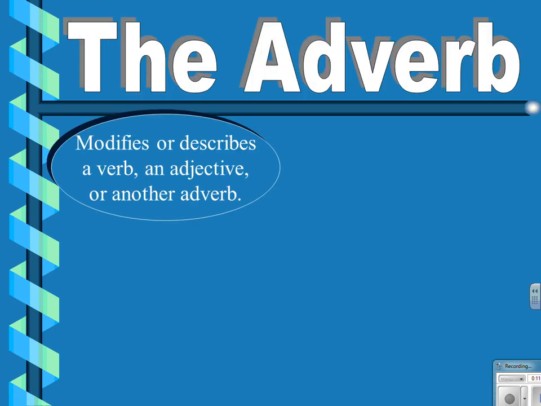The adverb modifies or describes a verb, an adjective, or another adverb. If you remember back to the adjective, adjectives describe also, but they describe nouns or pronouns. If you can remember that adjectives describe nouns or pronouns, adverbs are the only other describing word, so they describe everything else. So if it's describing a person, place, or thing, you've got an adjective. If it's describing something else, you've got an adverb.